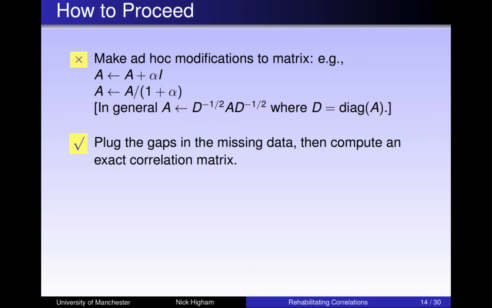Another approach would be to go back to where the data came from, and in the case where you have missing data, just fill in the gaps. And there are various statistical ways of doing this, so that's a perfectly sensible thing to do. Although the company I initially spoke to didn't want to do this, they wanted to perturb the matrix that they've constructed. So let's now focus on that, on optimally perturbing the matrix to produce a correlation matrix.